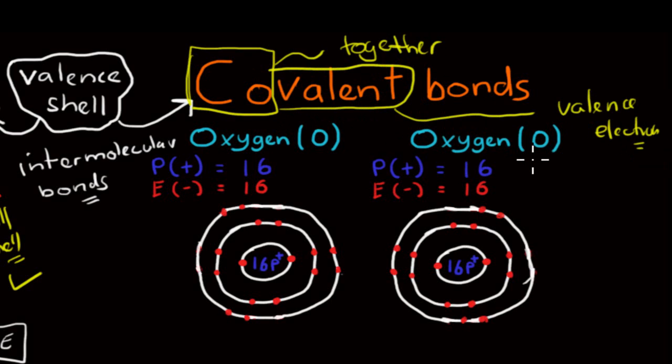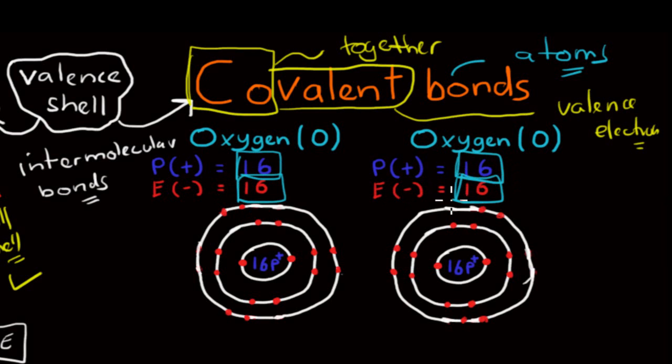And the example here is your two oxygen atoms. Now we said that ionic bonds occur between ions, whereas covalent bonds will always occur between atoms. So we're going to have neutral atoms involved in covalent bonds, whereas ions are part of the ionic bonds. Alright, so we have two oxygens. They're both going to have the same amount of protons and electrons, right? 16 protons, 16 electrons for each, because they're both atoms. They're going to be neutral.